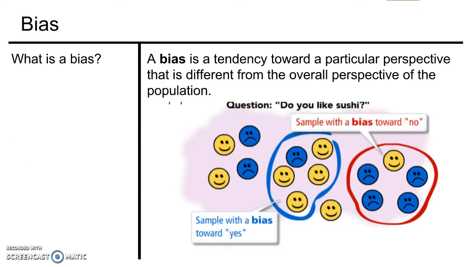All right, next definition. What is a bias? Copy this into your notes. A bias is a tendency toward a particular perspective that is different from the overall perspective of the population.